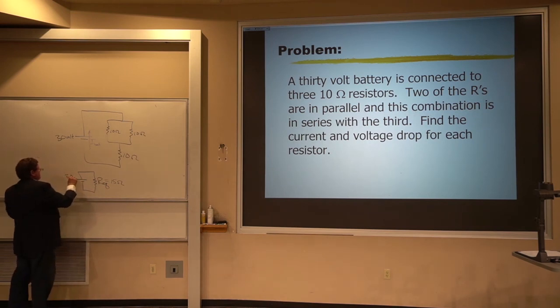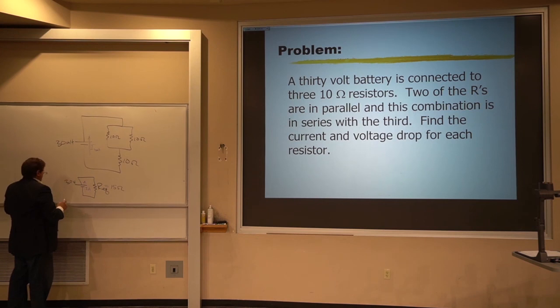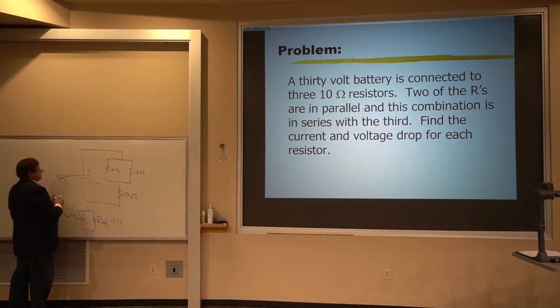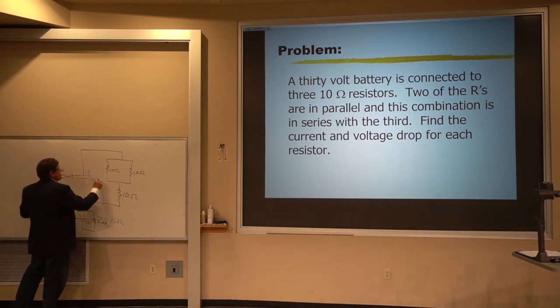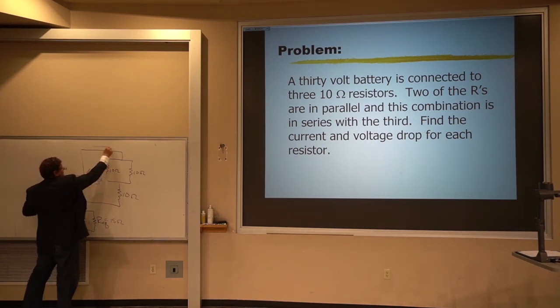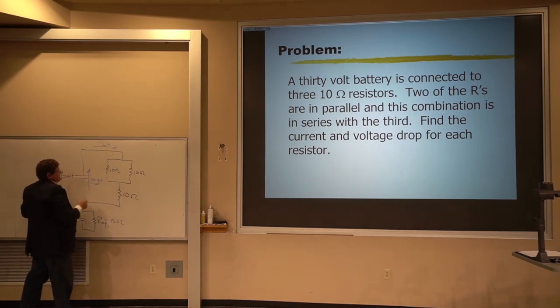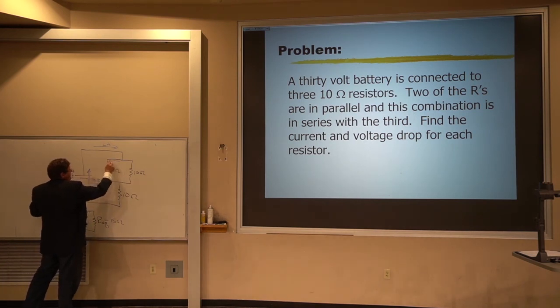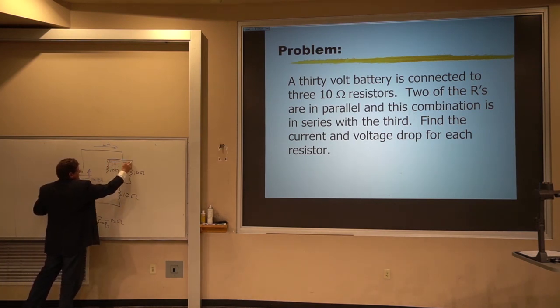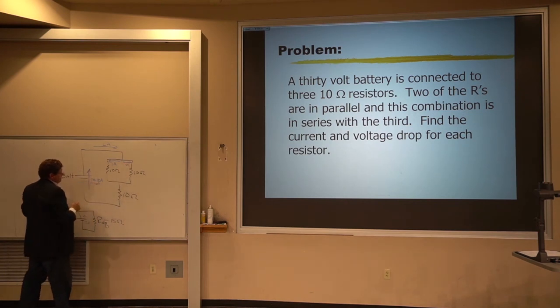And I've got 30 volts pushing current through 15 ohms. That means I'm going to have a current here of 2 amps. That's going to be 2 amps. When those 2 amps come here, they're going to split, and because these two paths are the same, it will split 50-50 with 1 amp going this way and 1 amp going that way.